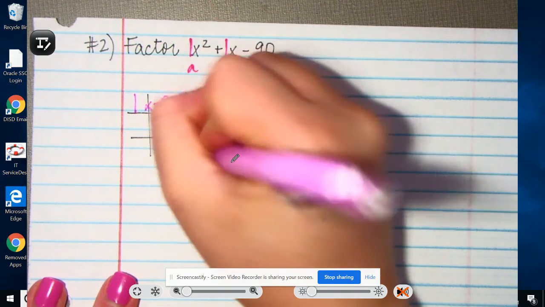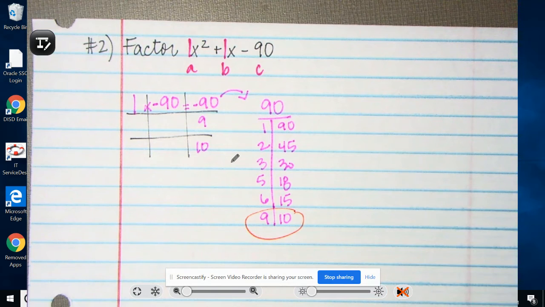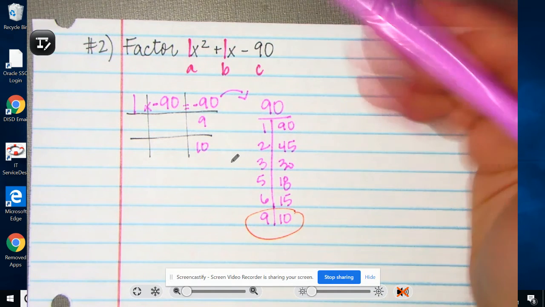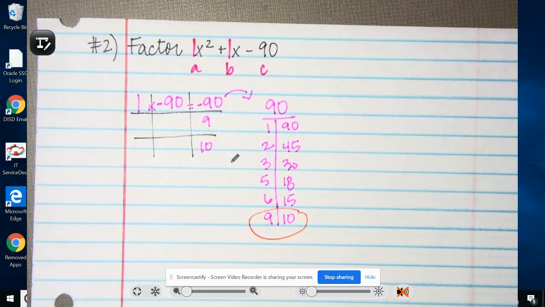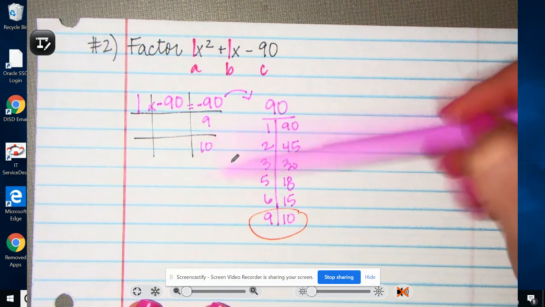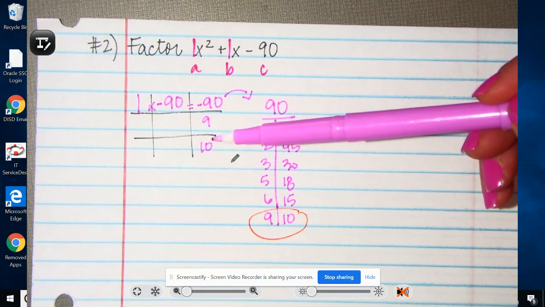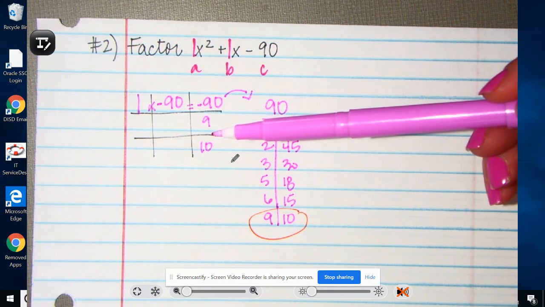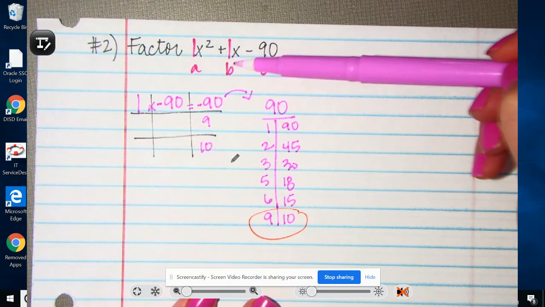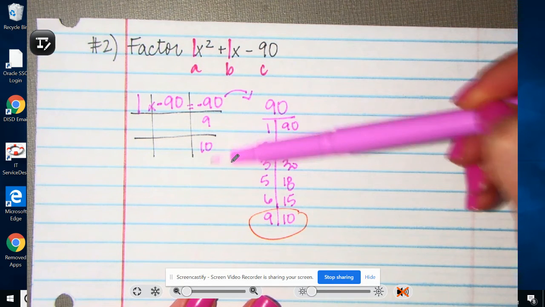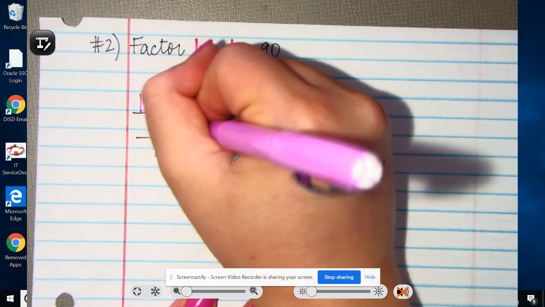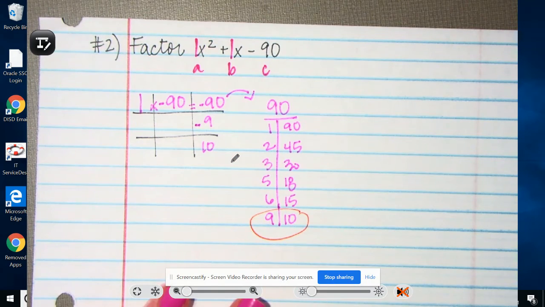Remember, it doesn't matter where your 9 and your 10 go, as long as you have both of the correct factors. So if you look though, positive times positive doesn't give you negative. So we need to have either one or both of our signs be negative. And in order to figure out which one, we know that a negative times a positive is a negative. So we're only going to have one of our numbers be negative. And we're going to go look at B, and B is positive. So that means our bigger number is going to be positive. Therefore, our 9 needs to be negative.